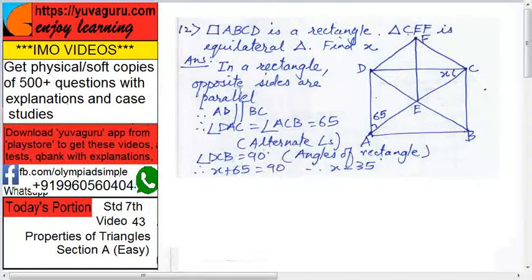In a rectangle, opposite sides are parallel. So AD is parallel to BC. AD parallel to BC. Okay.